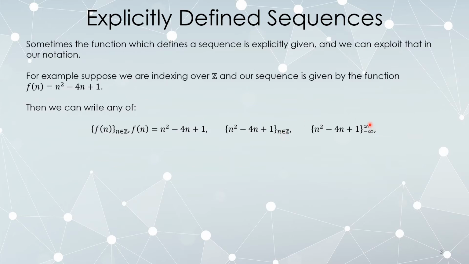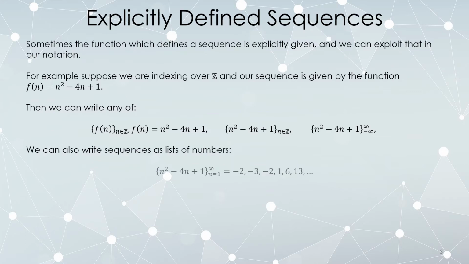But you could also indicate that the indexing set is all integers by saying start in big air quotes at minus infinity and finish in big air quotes at plus infinity. In other words, include all integers in between these two values. So then we can write them out as lists of numbers.